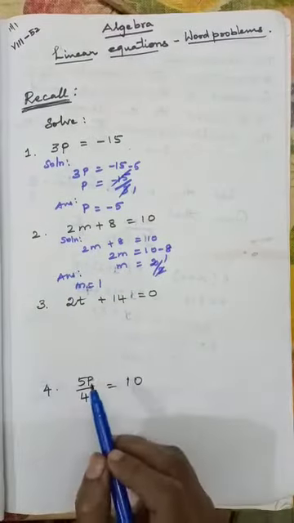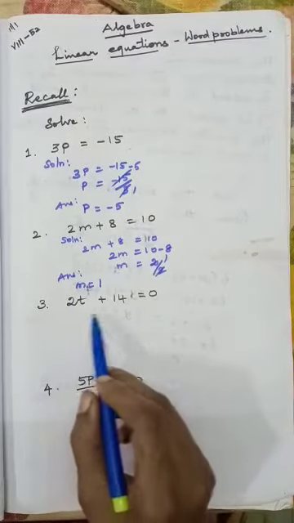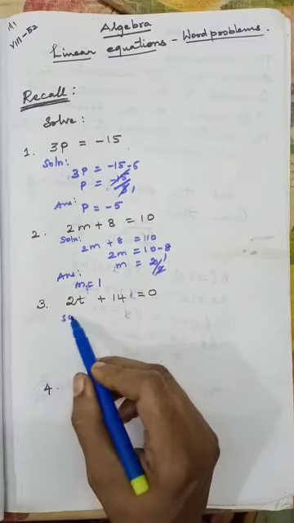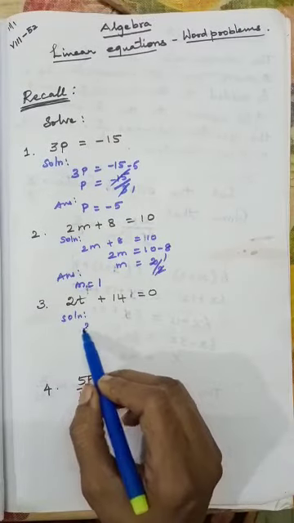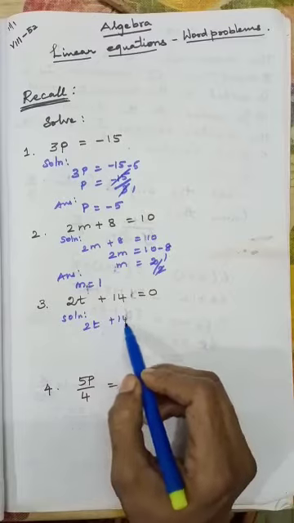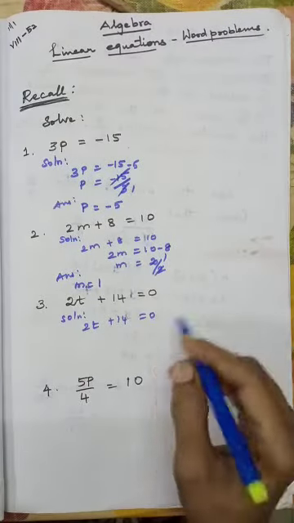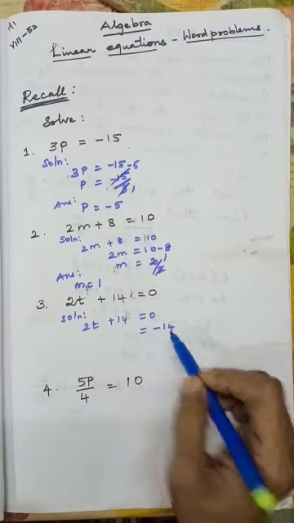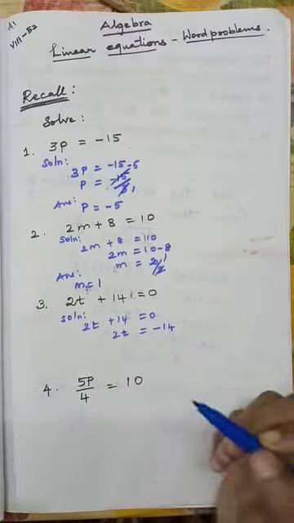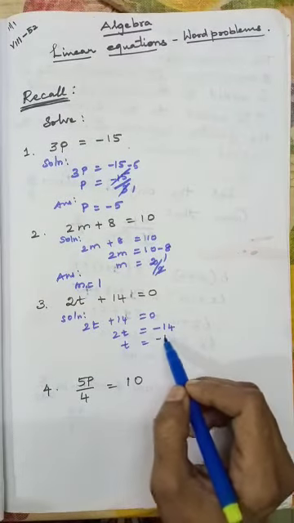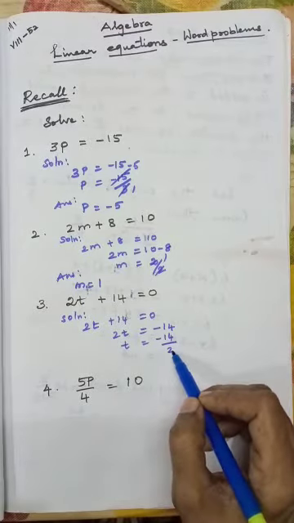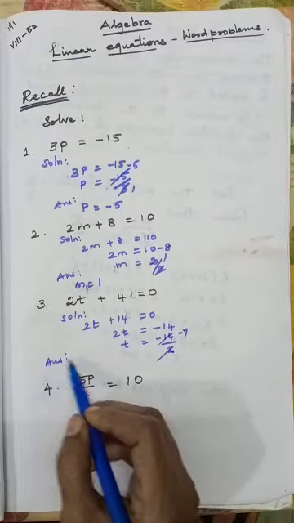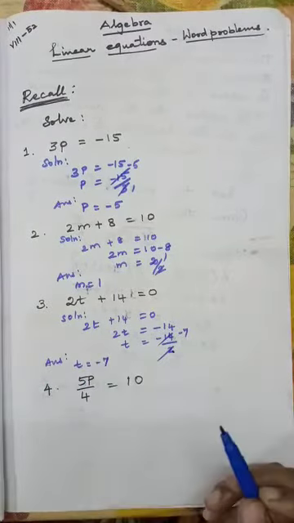Okay, that's the answer. Then third one, 2t plus 14 is equal to 0. Here also you have to find the value of the unknown, that is t. 2t plus 14 is equal to 0. This side no values, so you have to bring this side, means it will come as minus 14. Then 2t is equal to minus 14. So t is equal to minus 14 by 2. Isn't it? Yes. Now you cancel, minus 7. So the value of t is equal to minus 7.